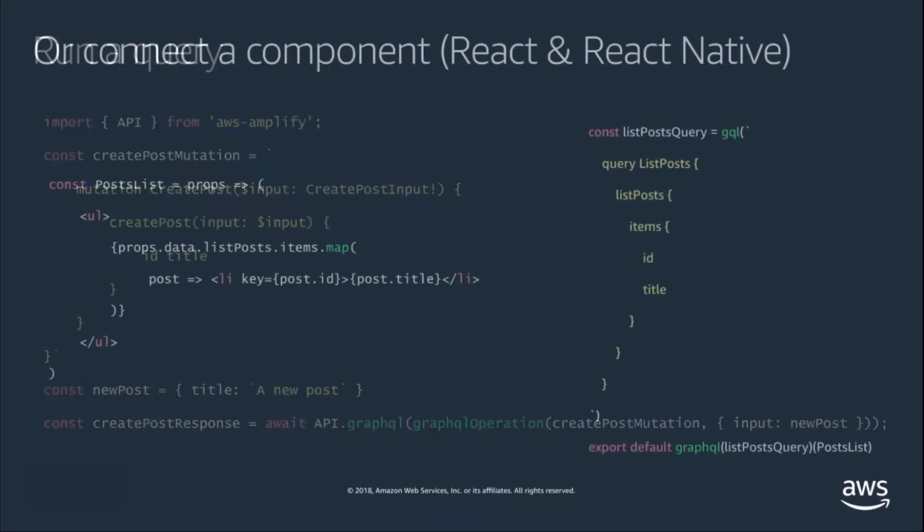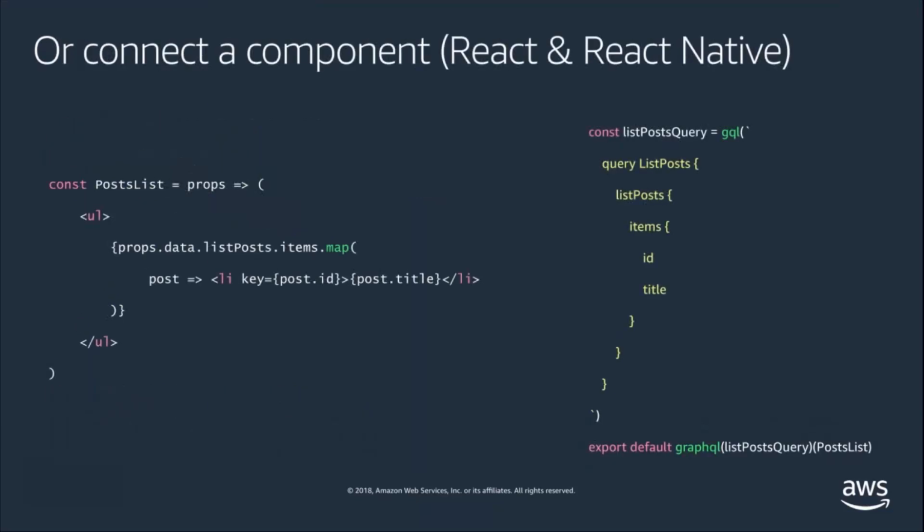In addition, I mentioned that we have context-specific wrappers for different frameworks. So here's an example of how you could use Amplify in addition to React and React Native to connect a component with data from your AppSync API. And it's really easy to use.